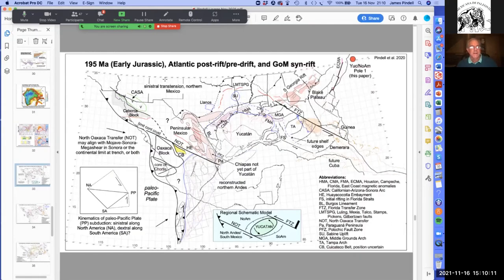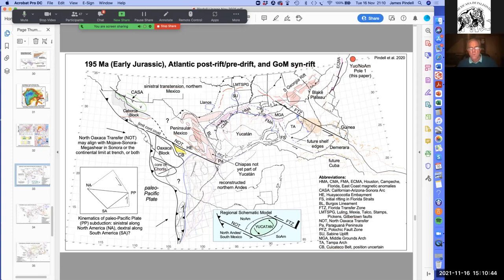Okay, so here's the end of the Triassic and the start of the Jurassic, 195 million years ago. Here's the African coastline. Here's the South American coastline. Here's our reconstructed northern Andes. Here is our restored thick area of continental crust in northern Mexico. We've had to push the Oaxaca block all the way from down here, all the way up there, in order to avoid overlap with Colombia.